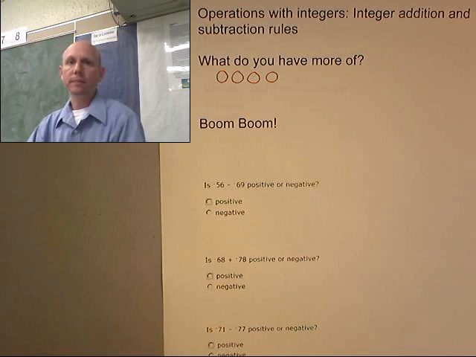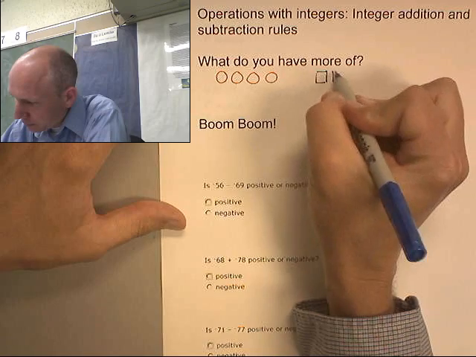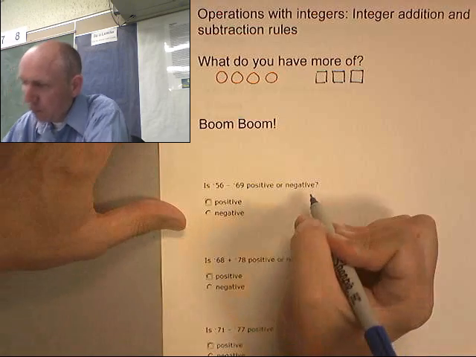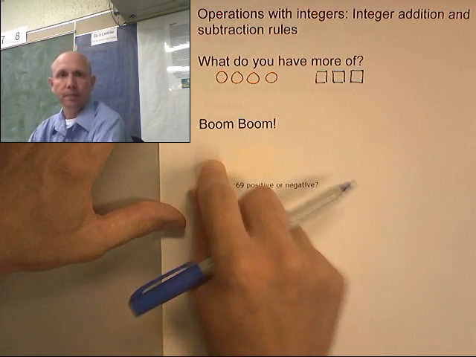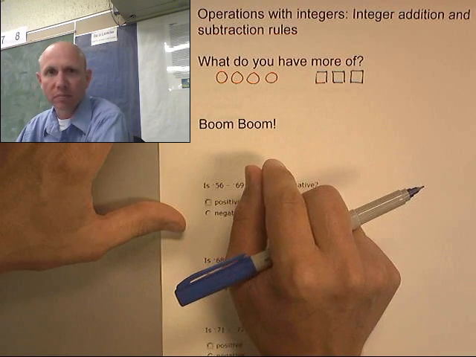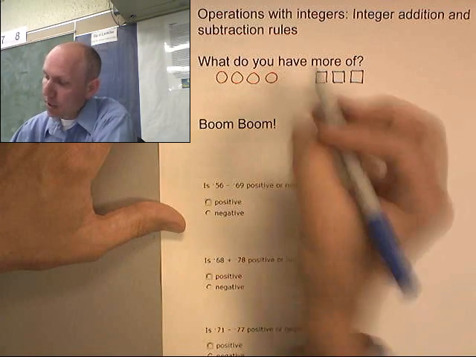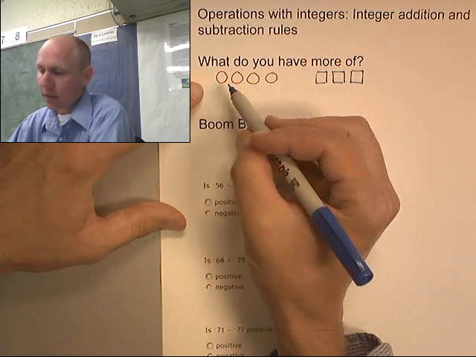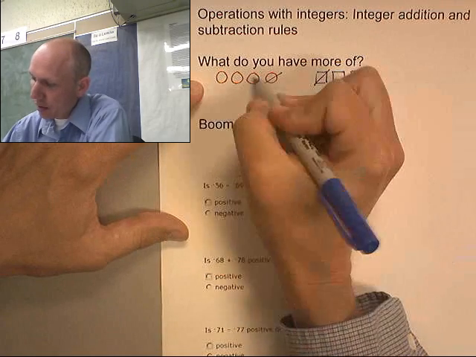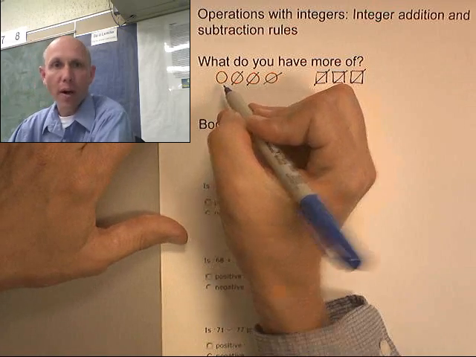I have 4 circles and I have 3 squares. So what do you have more of? Well, I have more circles. How many more? I have 1 more circle. My answer to this, if this were negatives and positives, it would be one. It's 1 circle. The circle cancels with a square. Cancel, cancels, cancels, and I'm left with 1 circle.